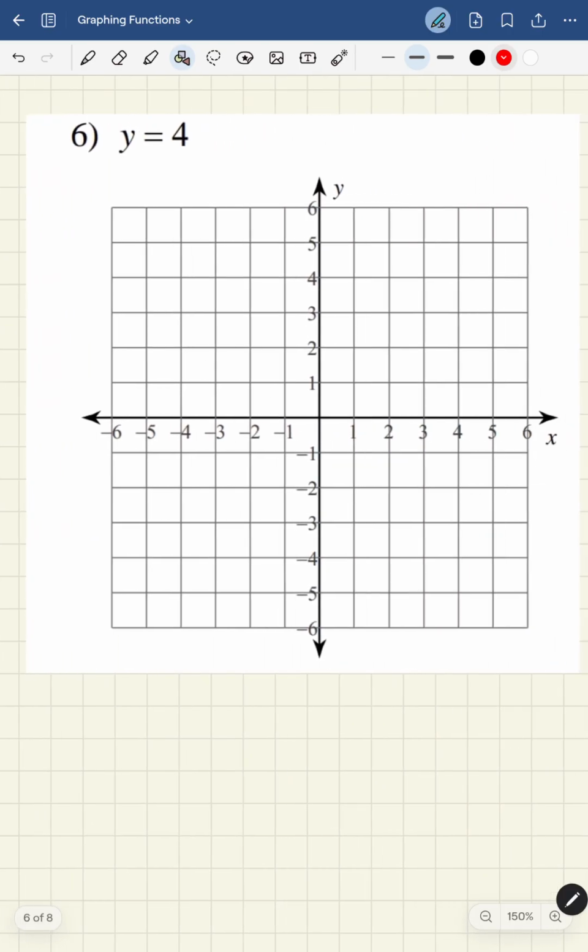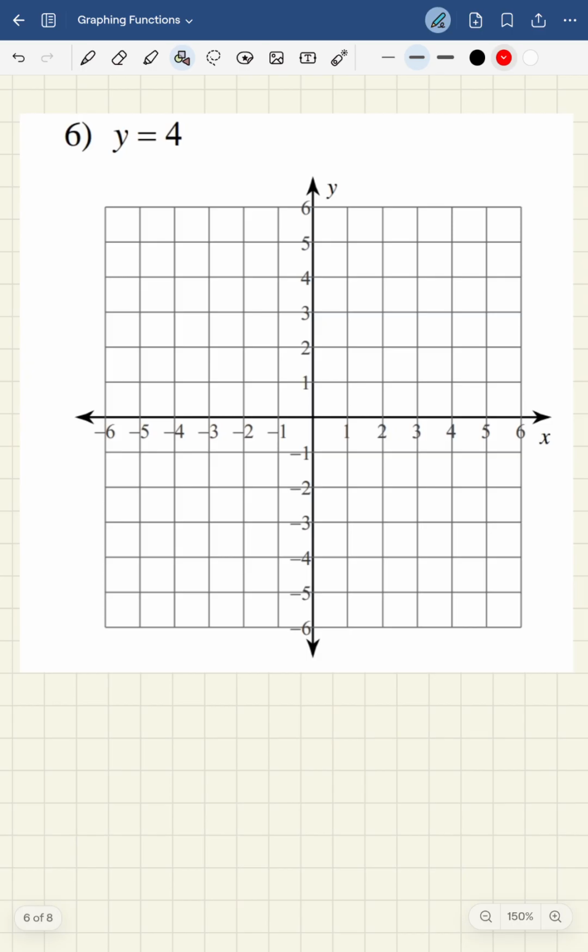Okay, this one's easy. This one is just y equals 4. So there's no x there. So this one is just an initial value of 4. So I got that there. And this is called a constant, right? It's a constant function. So all you have to do for this one is y is 4. So it just means that y is always 4.